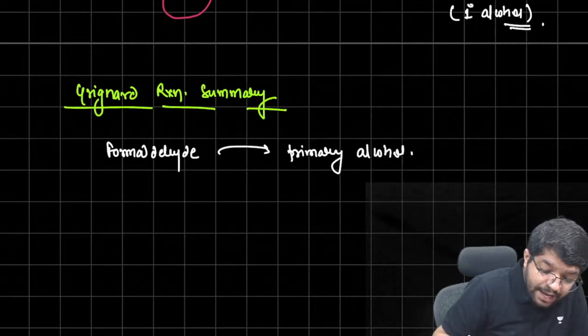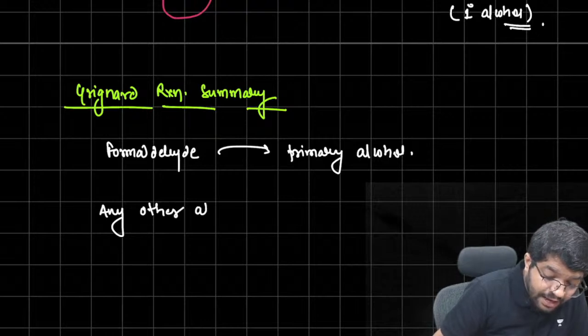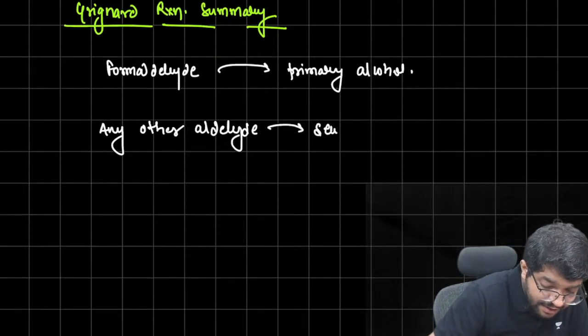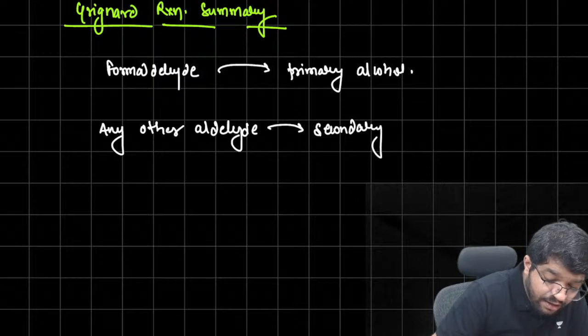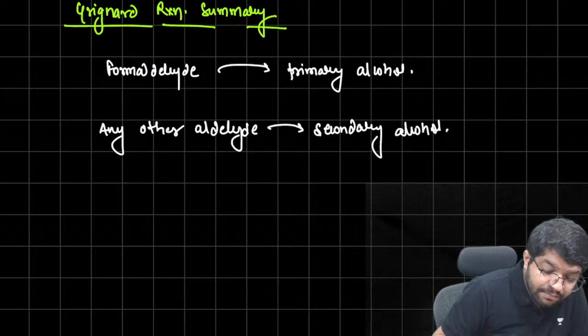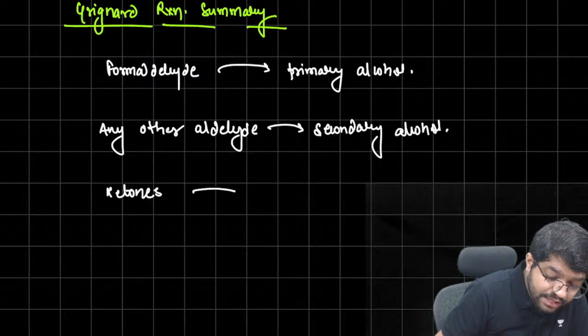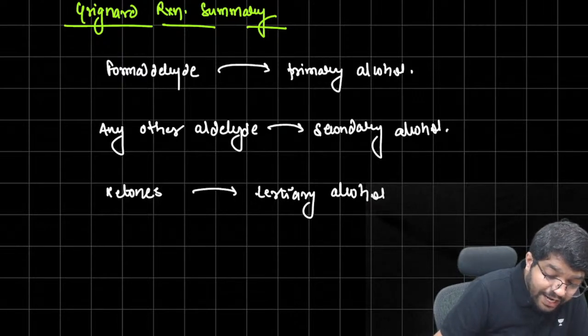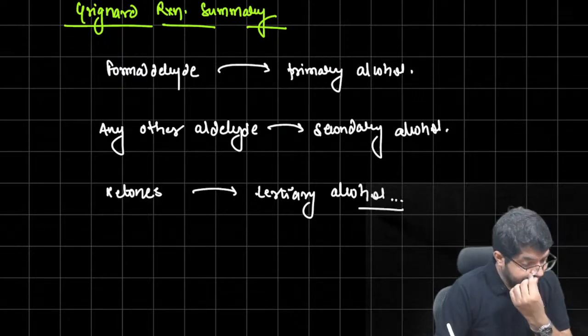Full stop. Any other aldehyde on reaction will give you 2-degree alcohol, say secondary alcohol. And last but not the least, my ketone on reaction with this results in the formation of tertiary alcohol. I'll show you this in the NCERT also.